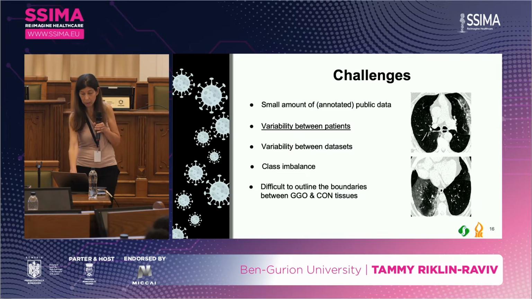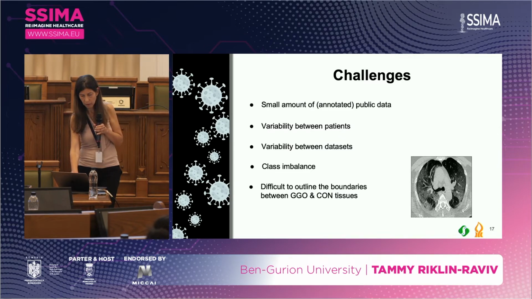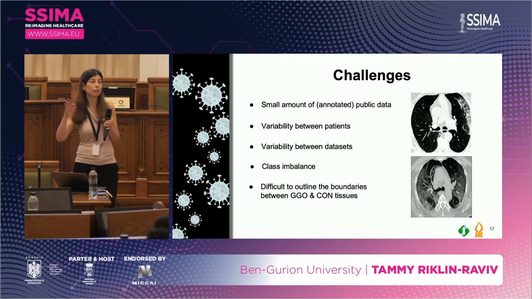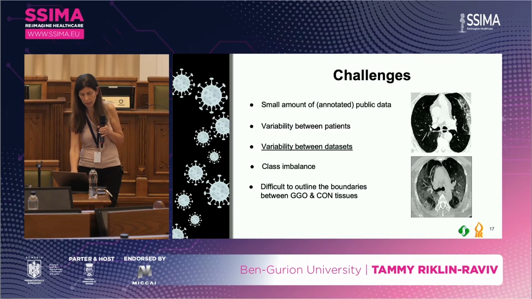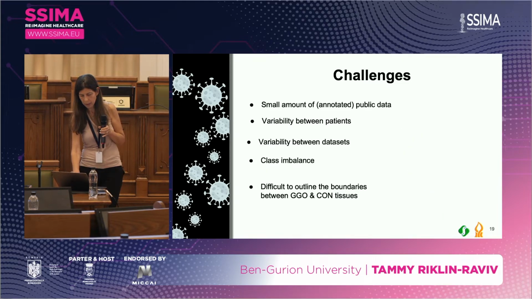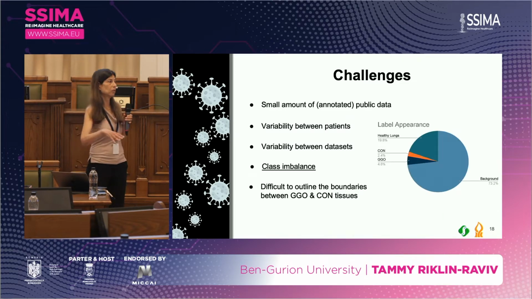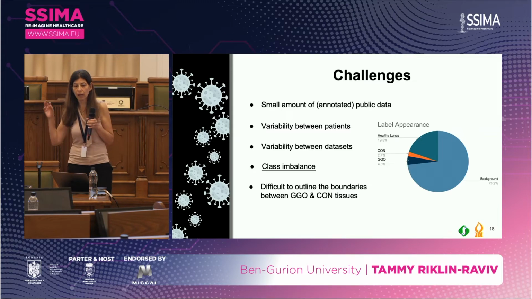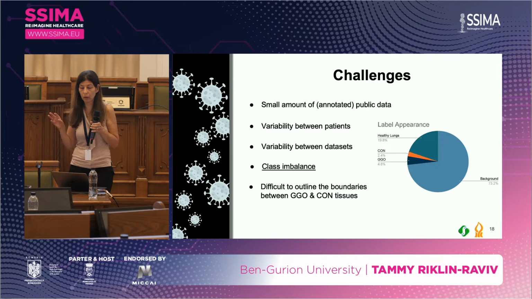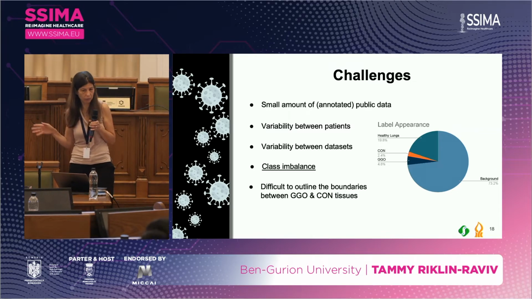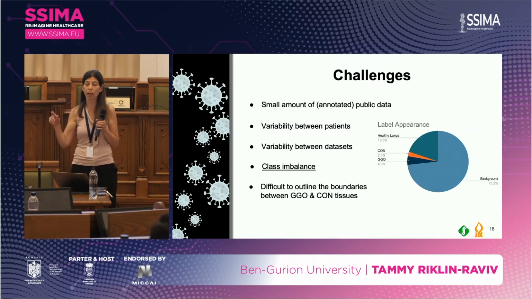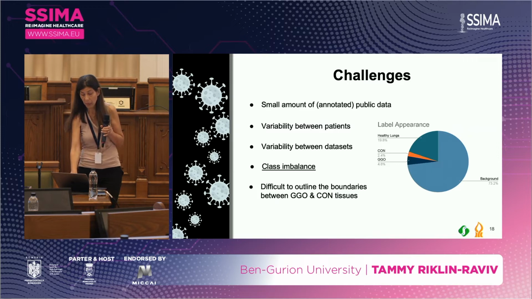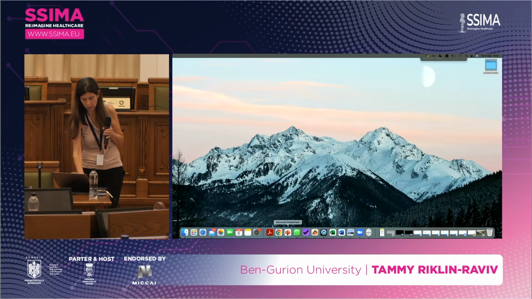And there is variability between data sets. Usually, different data sets come with different annotations by different annotators, and this adds to the variability. Another problem is class imbalance. For example, in this case, most of the images are background, 25% are healthy lung tissue, and the rest are consolidation and GGO, and this may cause some difficulties. Another difficulty that I mentioned before is outlining the boundaries between GGO and consolidation, which is really difficult even for a human annotator.